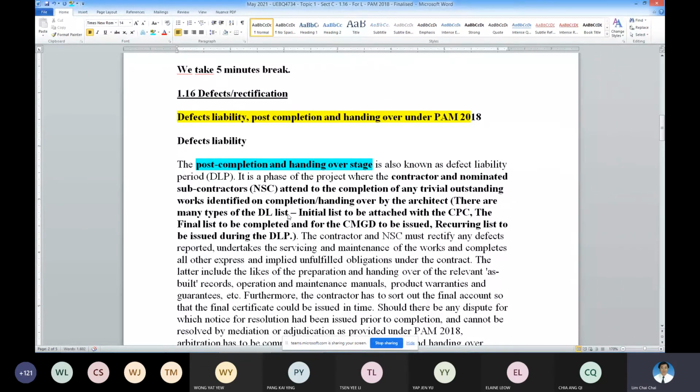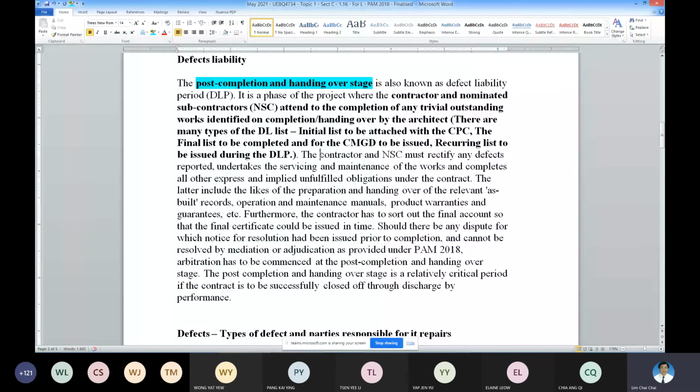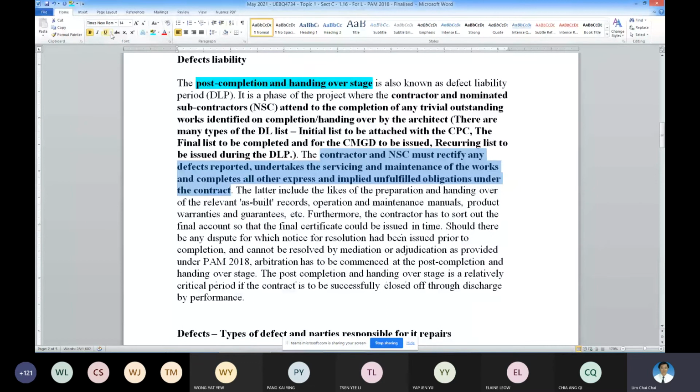So this is what you need to know. The contractor, the NSCs, not only the contractors, all those under the contractor's control must rectify the defects. If not, the employer can ask other parties and all the costs incurred will be passed to the main contractor. And the main contractor will charge it to the NSCs or the DSCs. That is a private arrangement between them already. As a consultant and employer, you only deal with the main contractor.